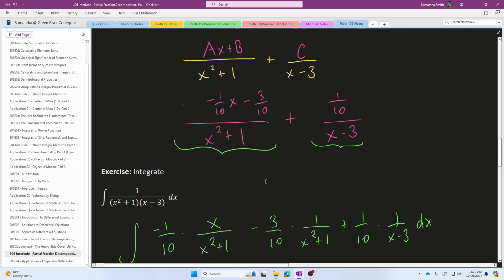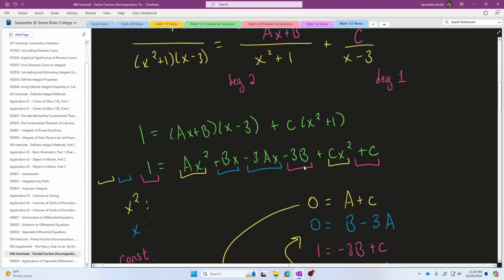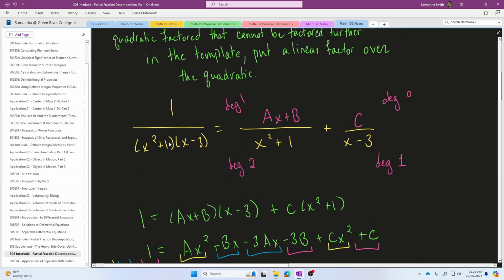Partial fraction decomposition. Exactly the same process if you have a quadratic factor in the denominator. The only thing that changes is the template. If you have a quadratic factor in the denominator, then you will have a linear factor in the numerator.